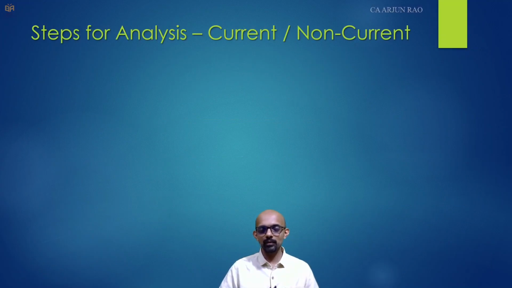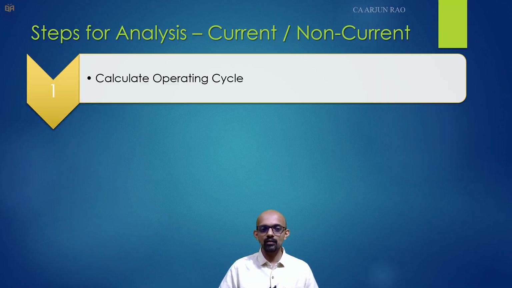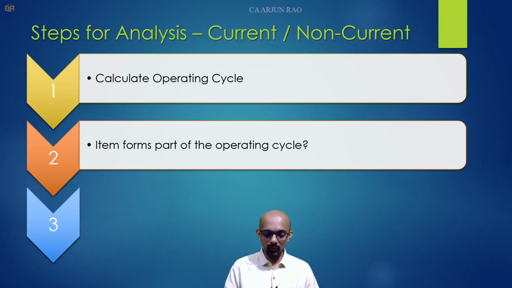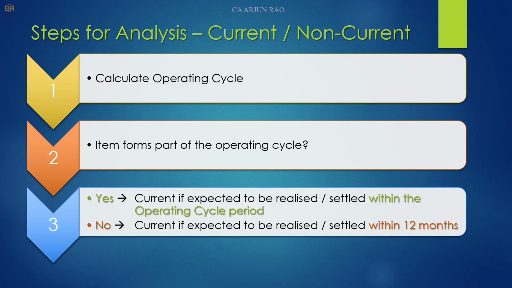So insofar as the exam is concerned, we follow the following steps. First, we check whether the operating cycle is given in the question. If not, we calculate it. Then we check whether an item forms part of the operating cycle. For example, bank overdraft and financial assets may not be part of the operating cycle. So if an item forms part of the operating cycle, that means if the answer is yes, then we will say that it is current if it is expected to be realized in the case of assets, or settled in the case of liabilities, within the operating cycle period. If an item does not form part of the operating cycle, then we go by the 12-month rule.